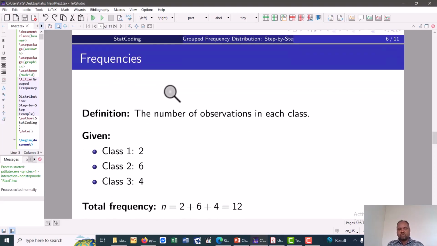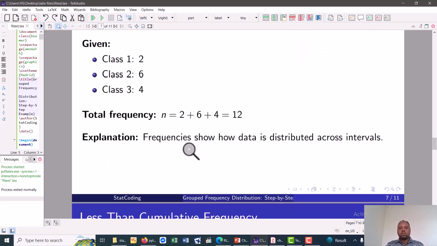What are frequencies in a grouped frequency distribution? This is the number of observations in each class. In our context, for the first class we have 2, meaning that we have 2 students whose score is from 10 to 19. We have 6 students whose score is 20 to 29. The total number of students is 12. These frequencies show how data is distributed across intervals.